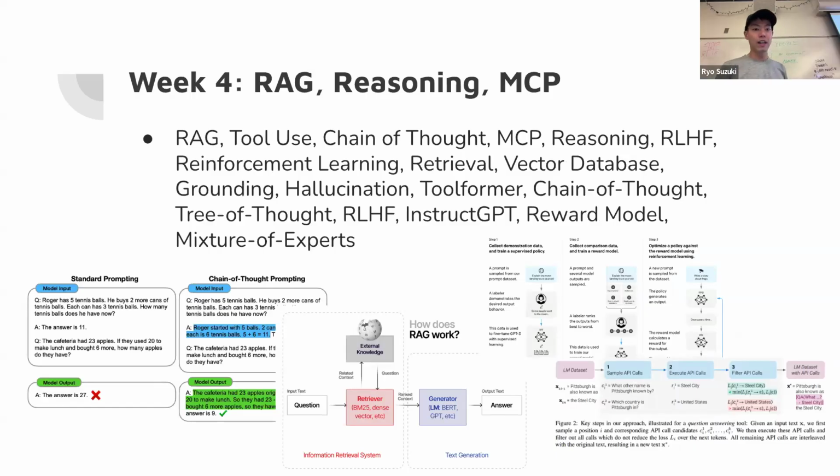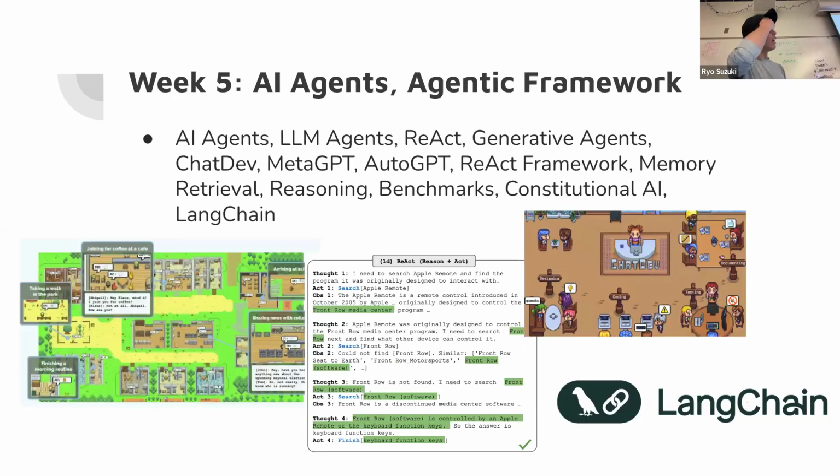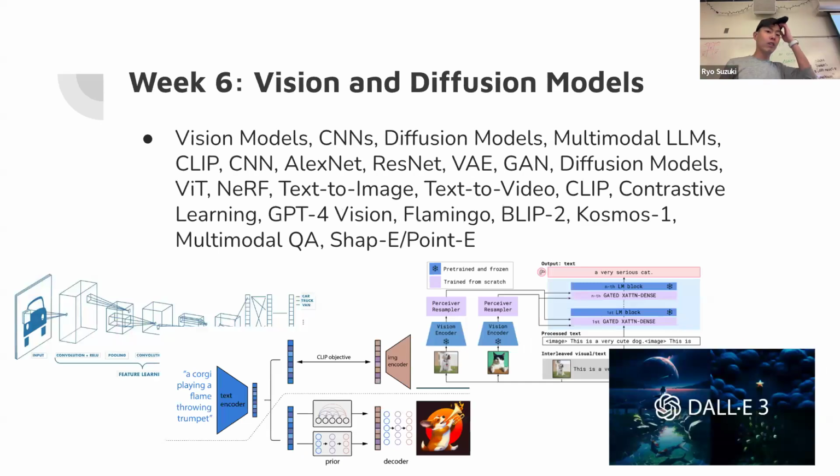And the fourth week is about retrieval augmented generation and tool use, chain of thought, and reasoning, and reinforcement learning with human feedback, that kind of thing, like how it is actually going to make the LLM more fact-oriented and efficient. And the fifth week is about AI agents or LLM agents and what the benchmarks are, constitutional AI, and LangChain as well. And the sixth week is vision and diffusion models, such as convolutional neural networks, multimodal LLMs, and also DALL-E, CLIP, text-image models, text-video models, like that.